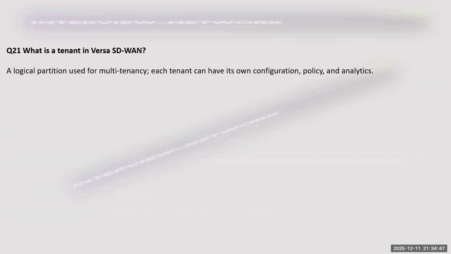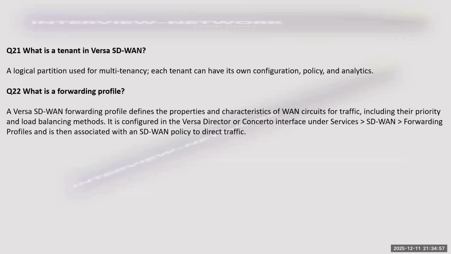What is a tenant in Versa SD-WAN? A logical partition used for multi-tenancy. Each tenant can have its own configuration, policy, and analytics. What is a forwarding profile? A Versa SD-WAN forwarding profile defines the properties and characteristics of WAN circuits for traffic, including their priority and load balancing method. It is configured in the Versa Director or Concerto interface under Services, SD-WAN, Forwarding Profile, and is then associated with an SD-WAN policy to direct traffic.